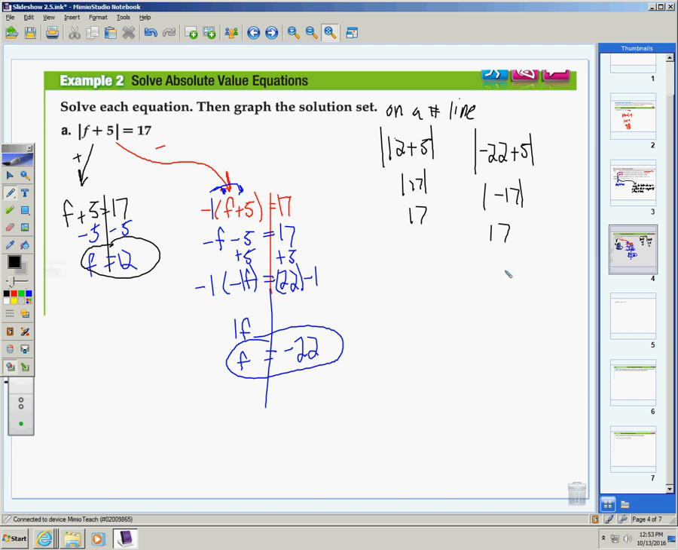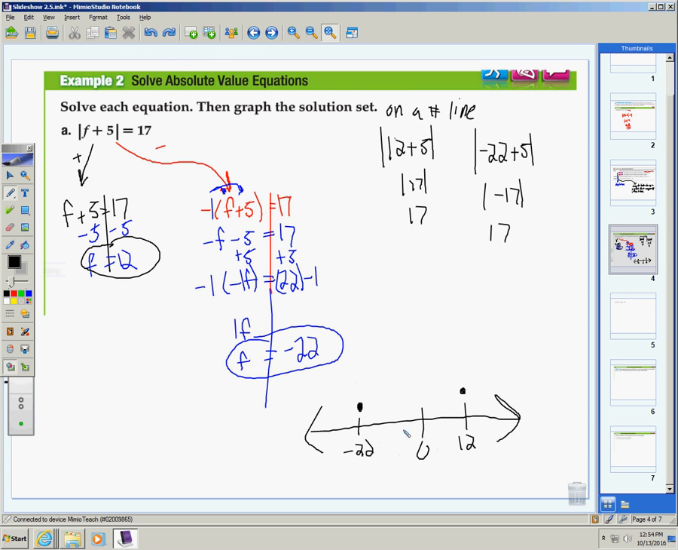Last thing I've got to do is just graph them on a number line. I'm going to graph negative 22, put a dot above it, and 12, put a dot above it. Whenever you make a number line, the only point I always want on there is 0, and then just remember, negative numbers are to the left, positive numbers are to the right. You don't have to try to space out 22 dashes or anything like that. You guys have done that enough, you know how it works. It doesn't have to be to scale, just make a number line and put your answers on it.